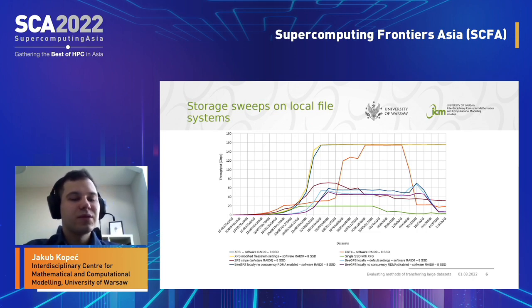The first series of tests concerned the local file systems, and here are the results. They helped decide that for the successive tests, the XFS file system will be used, as its performance was better in comparison with ext4, even though the maximal throughput was similar in both cases. With XFS, the maximal value was obtained for a broader range of datasets.